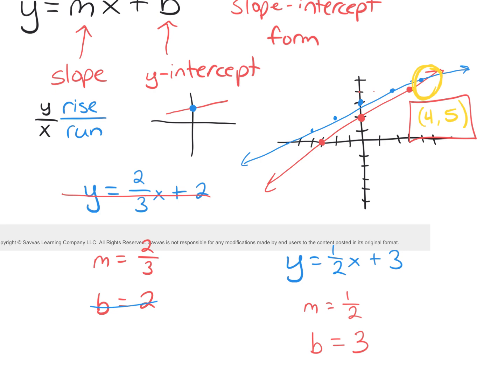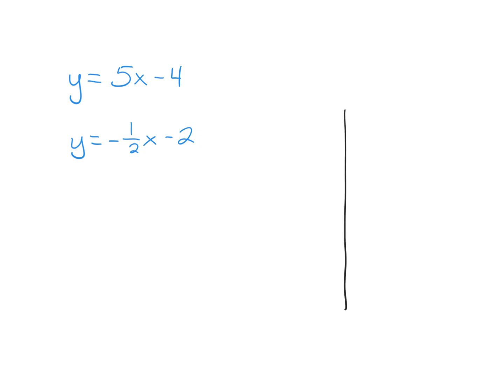Okay, let's do another example. If I give you y equals 5x minus 4, and the other one, I'm going to give you y equals negative 1/2 x minus 2. Okay, so on your graph, remember yours is going to look better than mine, so you're going to have to help me out where yours actually cross.